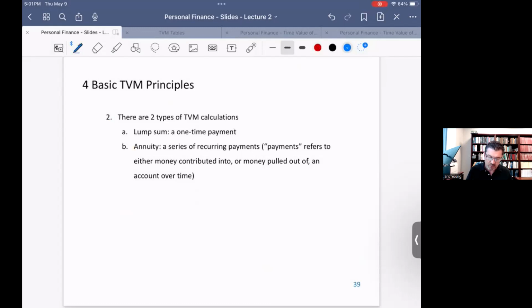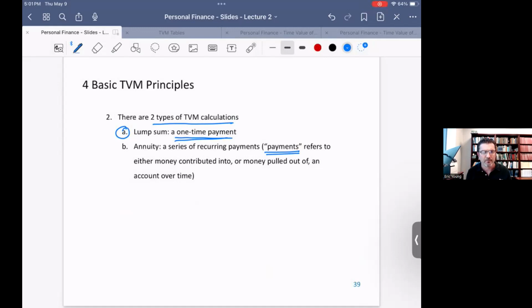So the second basic principle is that there are two types of time value calculations. We have what are called lump sums. This is where we're talking about one-time payments. By the way, in time value, whenever we talk about the word payment, it's a little bit different than would be used in everyday usage. A payment means basically either money contributed into or pulled out of an account over time. Okay. So with the lump sum, you're putting in one chunk of money, and then you're walking away.